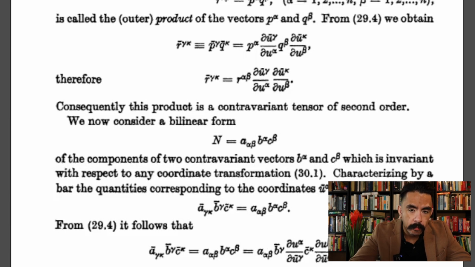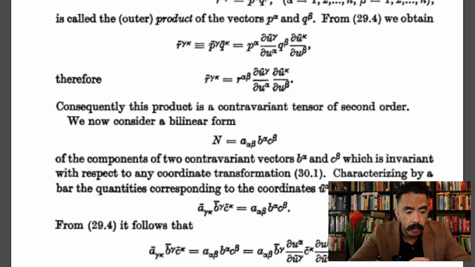From the previously given allowable transformation, we obtain that R over bar gamma kappa is equivalent to P over bar gamma times Q over bar kappa, which is equal to P alpha times partial U over bar gamma partial U alpha times Q beta times partial U over bar kappa partial U beta. Therefore, R over bar gamma kappa is equal to R alpha beta times partial U over bar gamma partial U alpha partial U over bar kappa partial U beta. Consequently, this product is a contravariant tensor of second order.